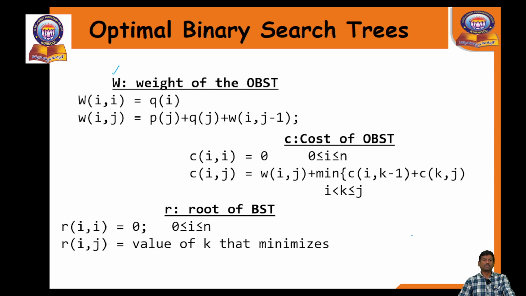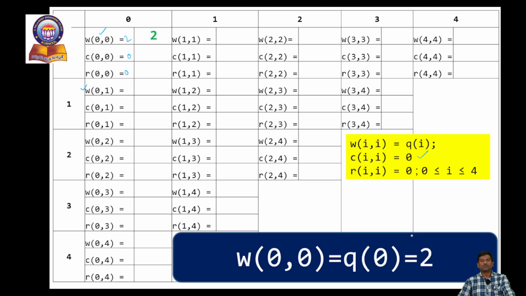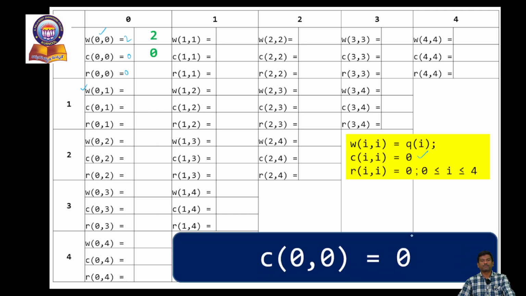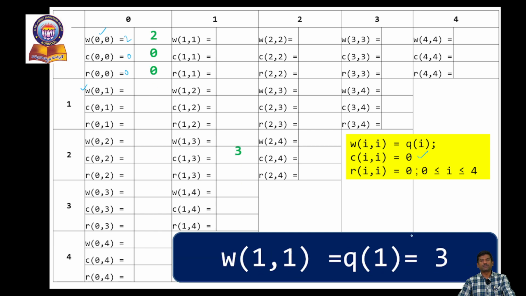That is, W of i comma i equal to Q of i, C of i comma i equal to 0, R of i comma i equal to 0, whereas computing W of i comma j is given by P of j plus Q of j plus W of i comma j minus 1. And computing the cost between i comma j is given by C of i comma j equal to the minimum of C of i comma k minus 1 plus C of k comma j. In the same fashion, you should also find the root. So these are the values we can find depending upon the formulas.